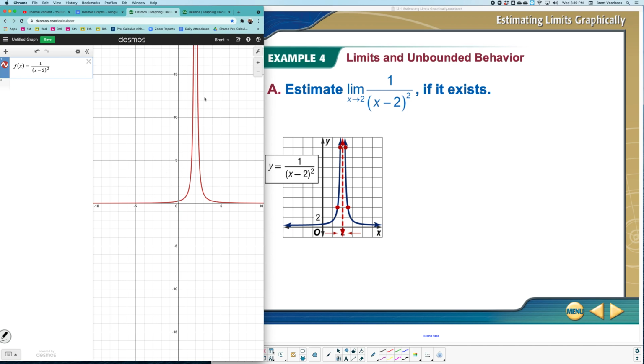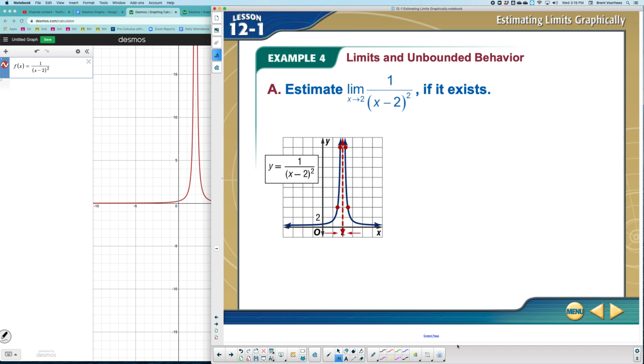Since it's approaching infinity from the left and the right, we would say the limit itself does not exist. So the left-hand limit, I'm going to call this one y, the limit of y as x approaches 2 from the left side would equal positive infinity. The limit of y as x approaches 2 from the right side would equal positive infinity. But because they're increasing without bound, we would still say the limit of y at 2 itself does not exist.